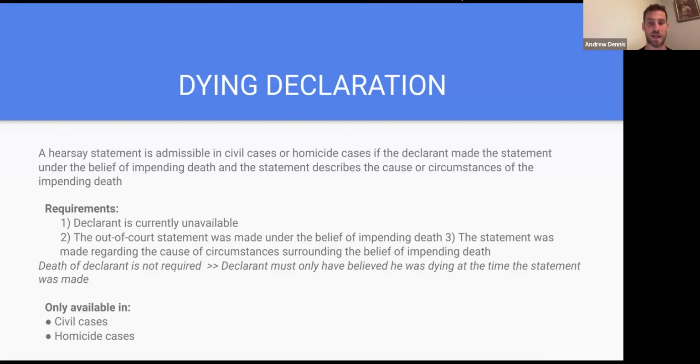So death of the declarant is not required. They have to be unavailable, but they don't have to be dead. They could be in a coma, they could be out of the country, it just has to be a dying declaration. The declarant must only have believed he was dying at the time the statement was made. You don't have to actually die. It can't be like you're about to die and you say, Tommy didn't sign that contract with the intent. Like, you can't make some crazy statement like, I want my will to go to Charlie.